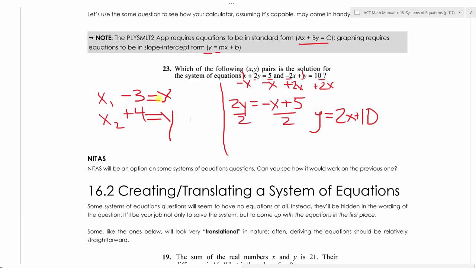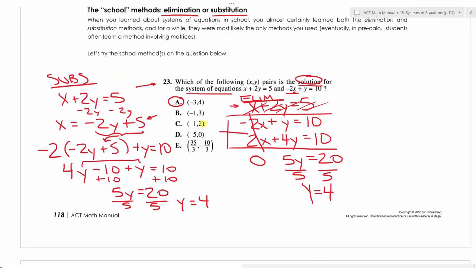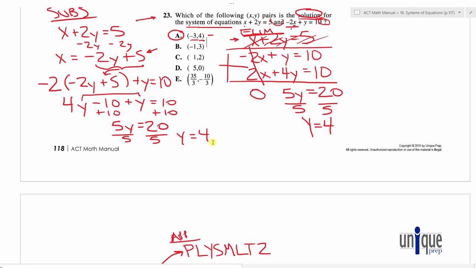Now, last but not least, technically you could use Nidus on a question like this. If you've done that section of the manual, you know what Nidus is: plugging in the numbers in the answer choices. So technically you could take this -3 and this 4 and plug both of those values into both of these equations and see if you get a 5 and you get a 10, and if you do, you know that this is the right answer. If you don't, you would go to the next answer. The problem with Nidus on a question like this is, yes, it would be a little bit time consuming, especially if your answer was E. You'd have to go through all of your answers before getting there.